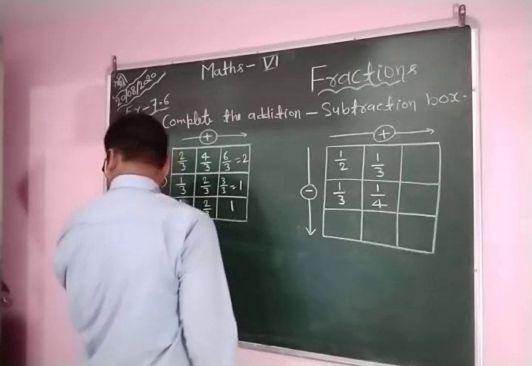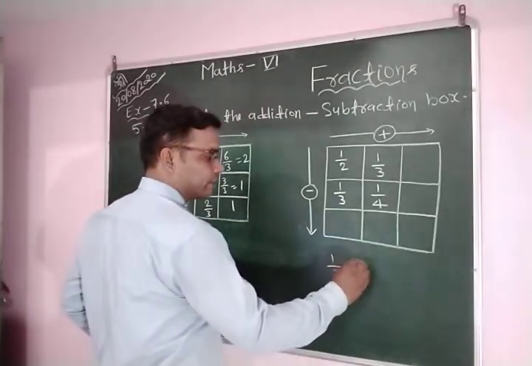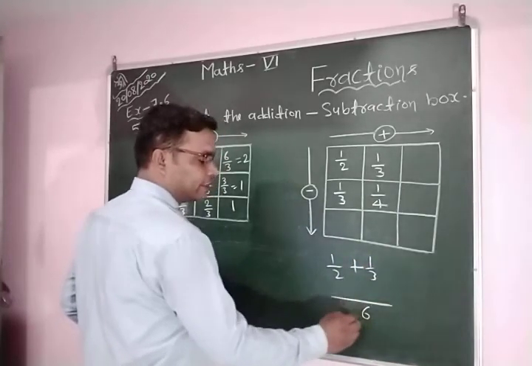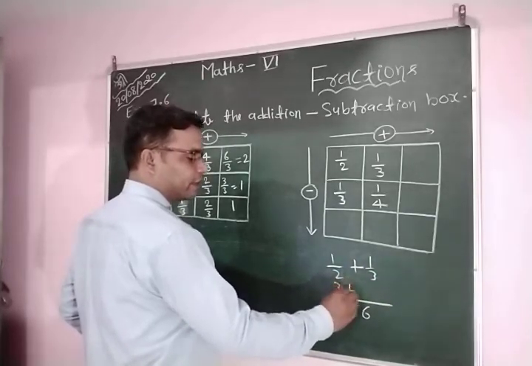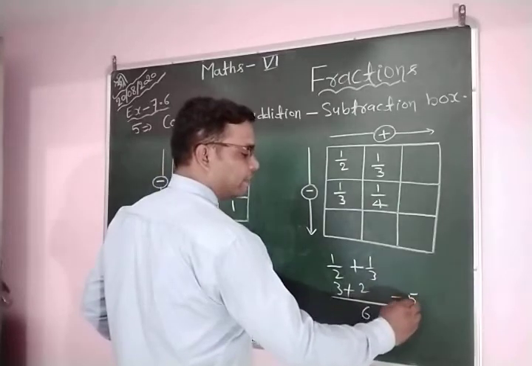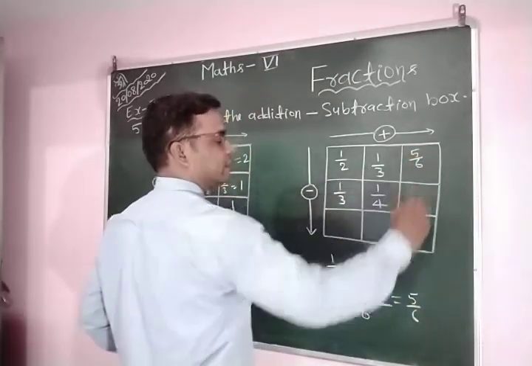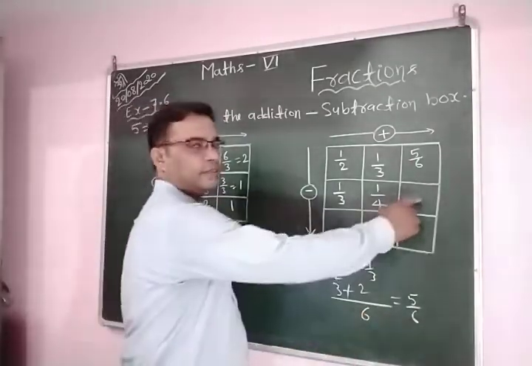So we write here 1 by 2 plus 1 by 3. Take LCM 6 and multiply: 3 times 1 plus 2 times 1. This is equal to 5 by 6. You can write here 5 by 6. Clear?